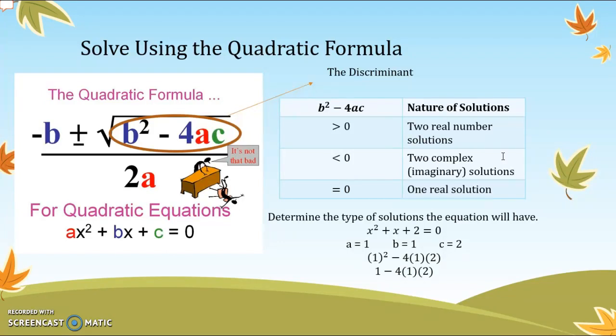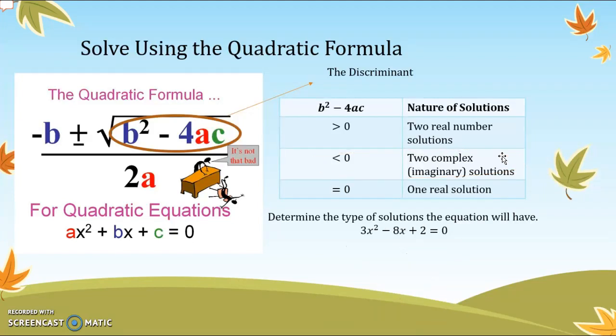And then it's just a matter of using the order of operations. So squaring first, 1 squared is 1. Then we can multiply. -4 times 1 times 2 is -8. 1 minus 8 is -7. So here I see that we ended up with a number that is less than 0. We have a negative number. This tells me that we're going to have two complex imaginary solutions.